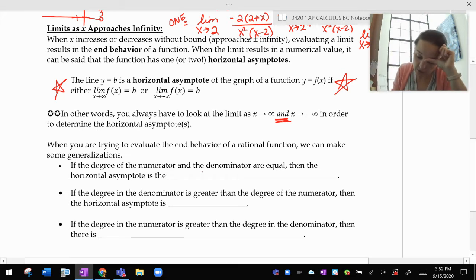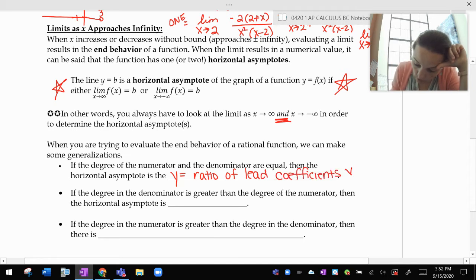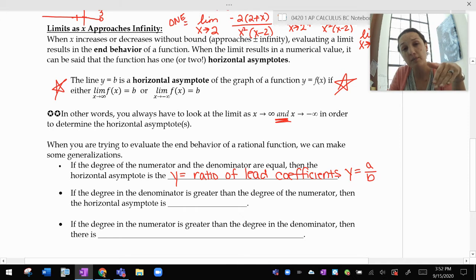If the degree of the numerator and the denominator are equal, then the horizontal asymptote is going to be y equals the ratio of the lead coefficients, or y equals a over b if you want to give yourself something quick to look at. So if the numerator and the denominator are the same degree, you take the ratio of the lead coefficients. Those are the coefficients in front of the highest powered term.